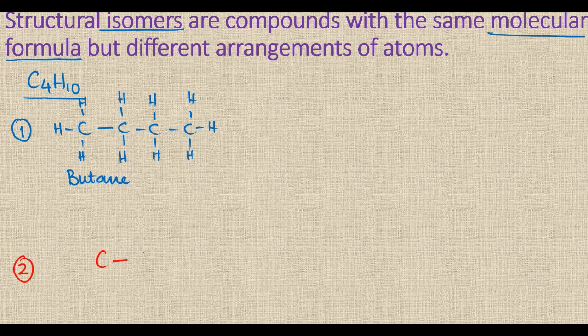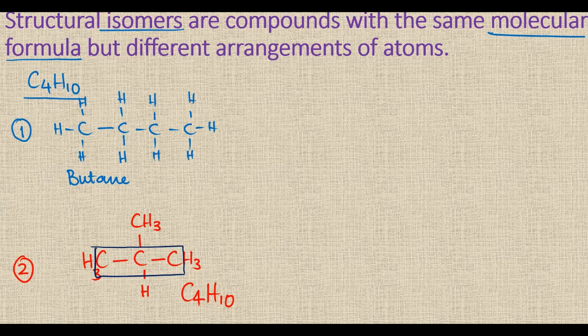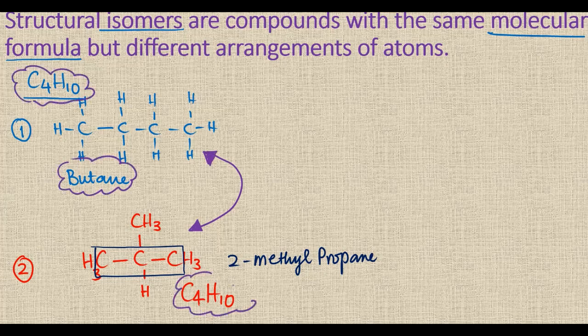If I draw a compound containing 3 carbon atoms in the chain, and let's say the central carbon atom has a methyl group attached to it, completing the rest of the valencies of the carbon. This compound also has the molecular formula C4H10, but this compound is not a butane. According to the IUPAC rule, select the longest possible chain, and this compound is named 2-methylpropane. So these two compounds are isomers of each other, as they have the same molecular formula, C4H10, but their structures are completely different and they're two different compounds.